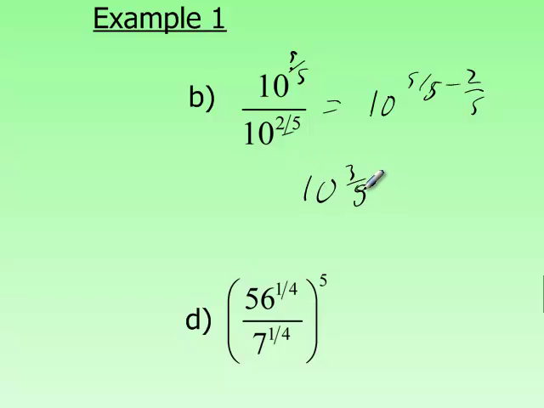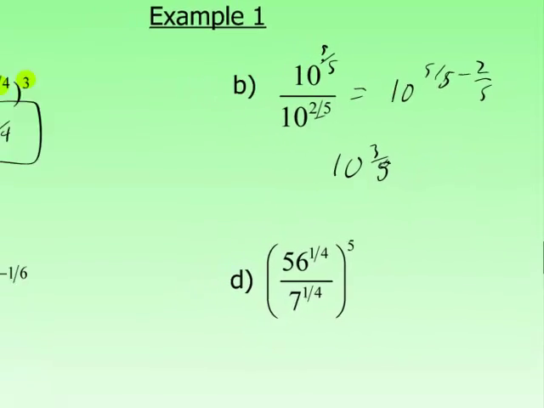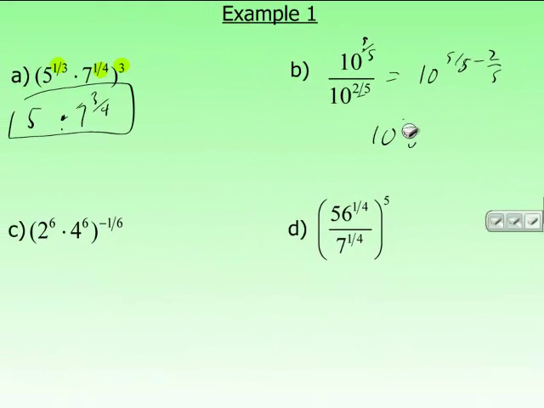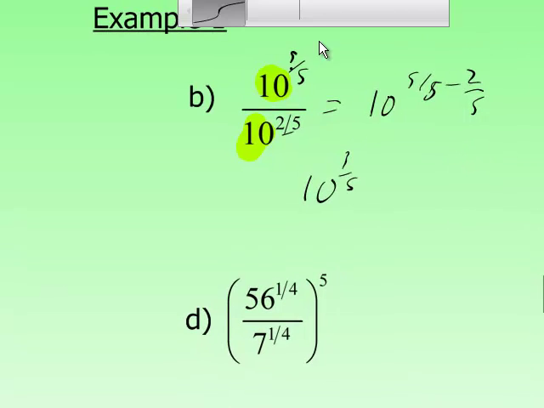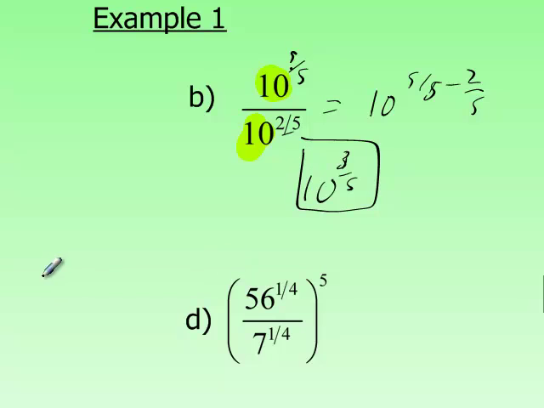One thing I want to point out here is we can only do this because the bases here are the same. Okay, they're both 10. If they were different, we would not be able to do this. So please note that the bases are the same, and we can only do it if the bases are the same. So there we have it, 10 to the 3/5, and I would box that one in.